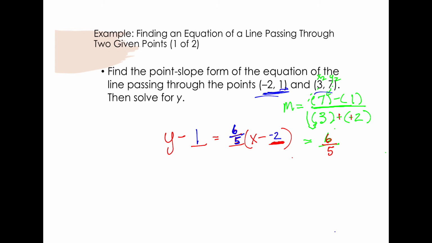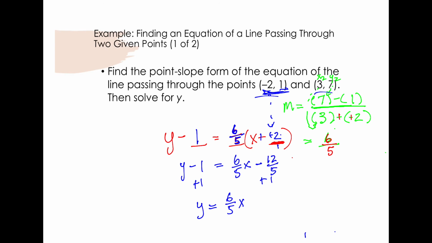So notice the second number goes with the y, which is my y spot in the ordered pair, and the x part goes there. I'll distribute the 6/5, so that's y minus 1 equaling 6/5 x, and this becomes plus positive, so that's minus, thinking of it as 2 over 1, 2 times 6 is 12/5. Then to solve this for y, I want to add 1 to both sides, so we add the 2 constants together. 6/5 x just stays as is.